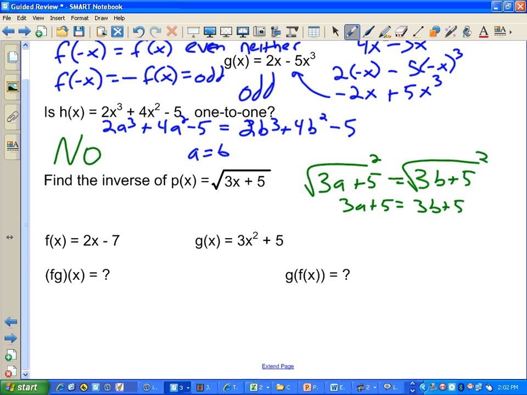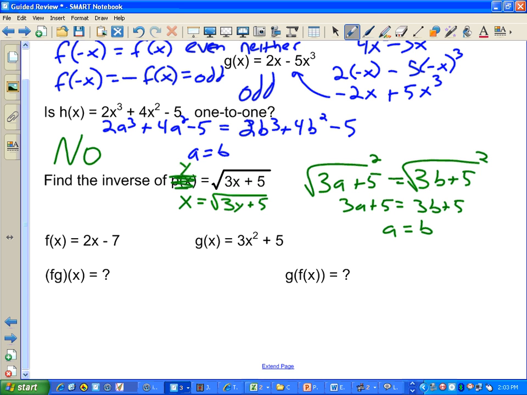I would subtract 5 and divide by 3, and I would get down to where A equals B, which means it is 1-to-1. So it does have an inverse. In order to find the inverse, I'll make that a y, and then I switch the places of my x and y, because inverses switch the inputs to the output. X is my input. It's going to become my output. My output y is becoming my input.